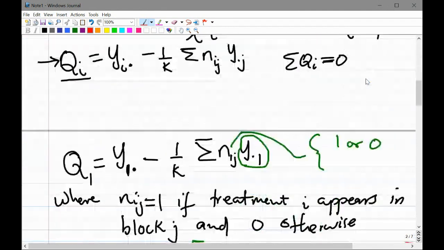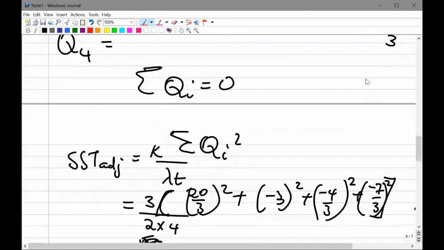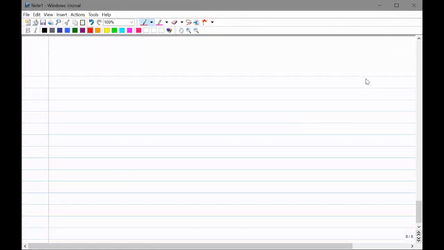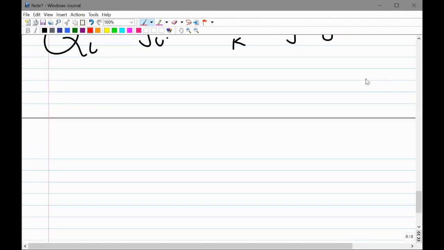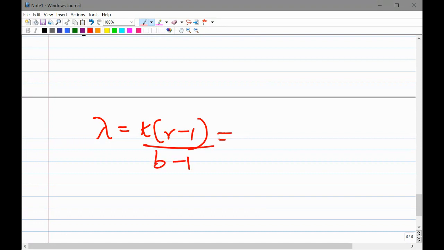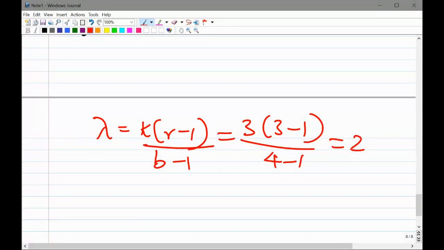Our lambda, let's do it. I said lambda, when adjusting for the blocks, I want just to give you an example. Lambda is given by k into r minus 1 divided by b minus 1. Your k is 3, your r is 3, your blocks are 4. So we can continue with the problem because you are getting a whole number there.